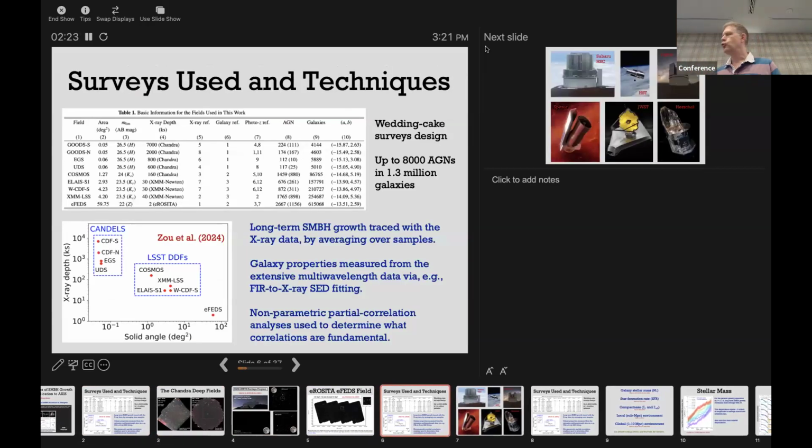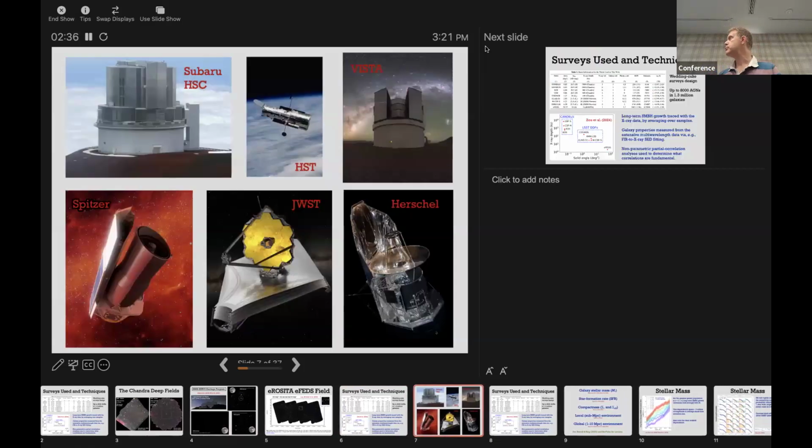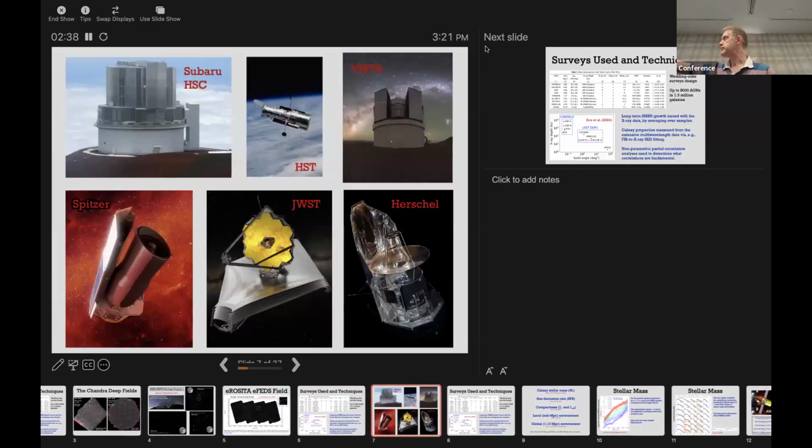To obtain the galaxy properties, we utilize the extensive multi-wavelength data that have been gathered in these fields by performing, for example, X-ray to far-infrared fitting of spectral energy distributions using data from a number of superb facilities shown here. We've systematically analyzed all these data, extracted SEDs, and fit them all in a systematically complete way, so we have consistent results across large numbers of objects.